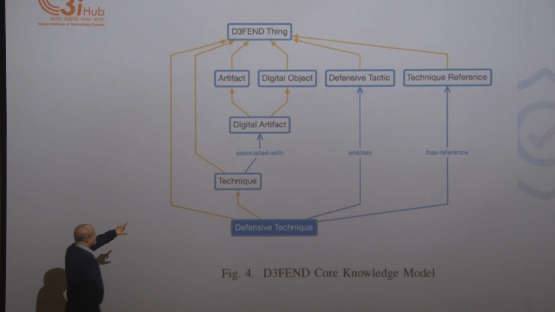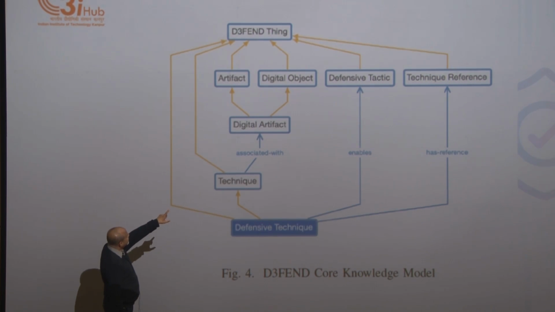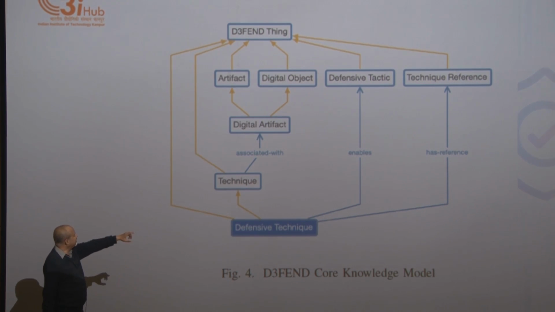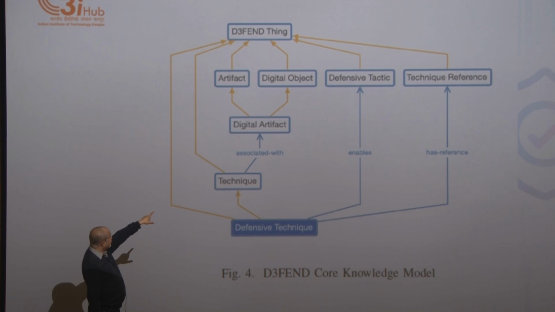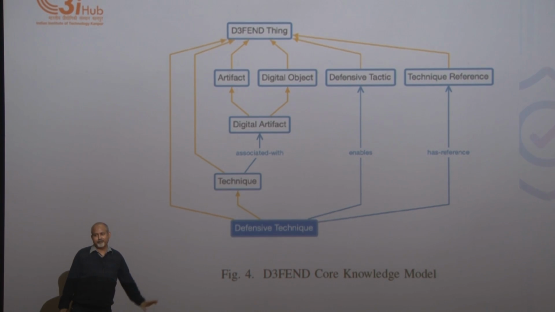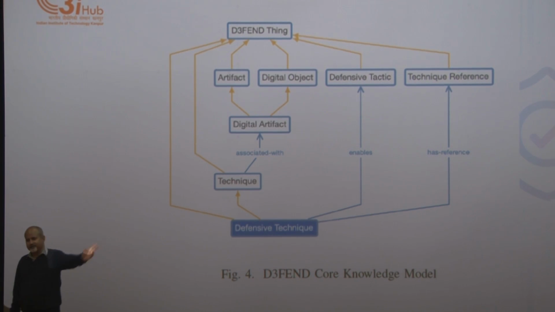So every technique is associated with a digital artifact. Artifact is a special case, a generalization of digital artifacts. An artifact doesn't have to be digital, it can be a physical artifact as well. An artifact is also a digital object, right? And a digital object and an artifact are both concepts within different frameworks, so they are also different things, right?